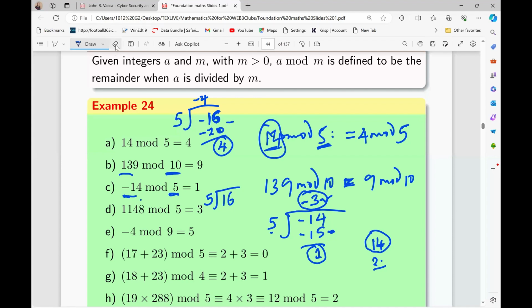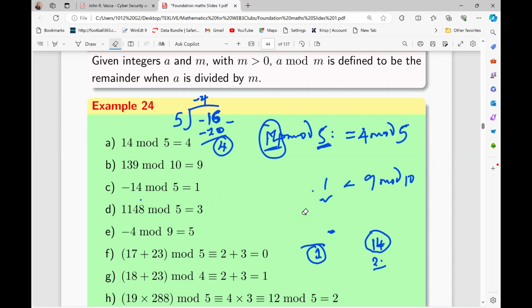That's how I do it. That's how we divide a number into a negative number that has a remainder, so that you can tell the remainder is supposed to be positive. The remainder can never be negative.